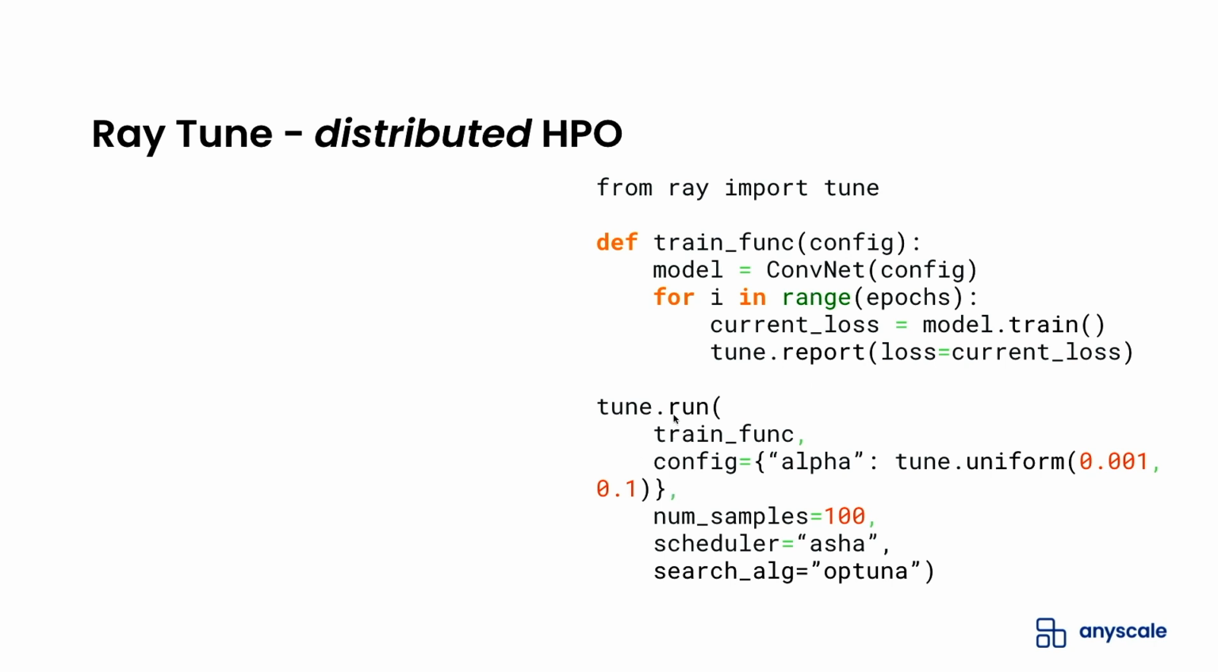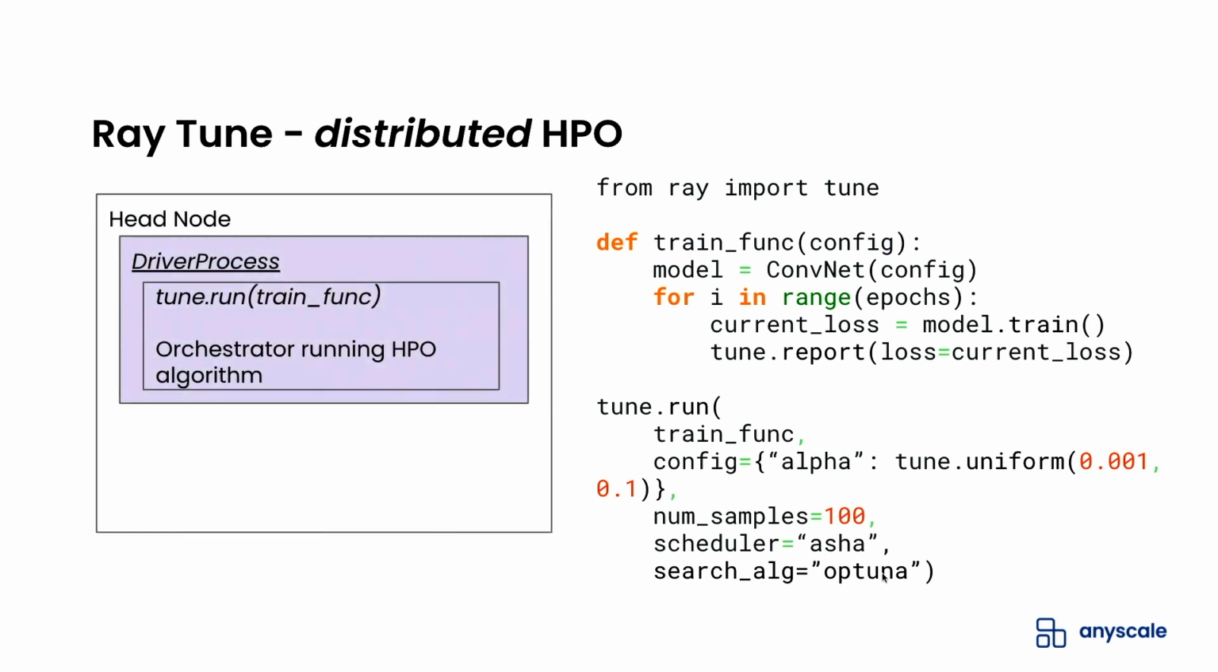Then we call tune.run with this training function, and we define a hyperparameter search space, which in this case is just a very simple alpha parameter with a uniform distribution. We want to run 100 trials. For the scheduler, we choose ASHA, which you may still remember is a type of early stopping scheduling mechanism. And for the search algorithm, we choose Optuna, which is a kind of Bayesian optimization.